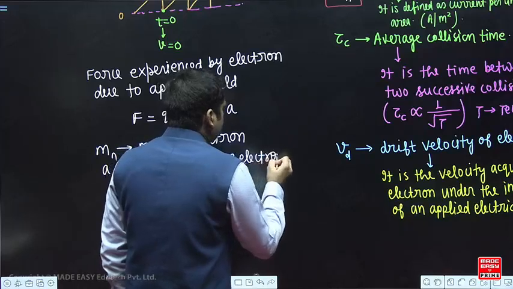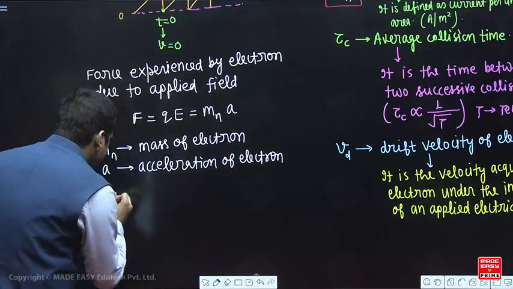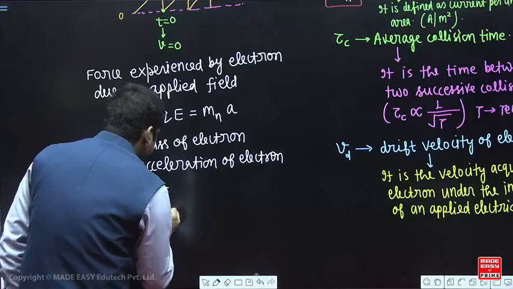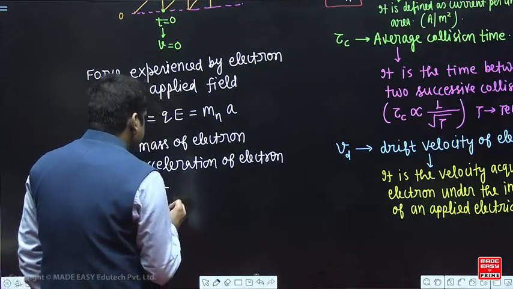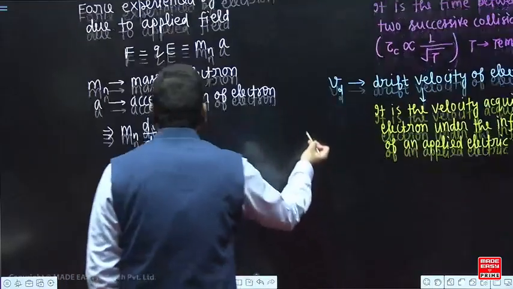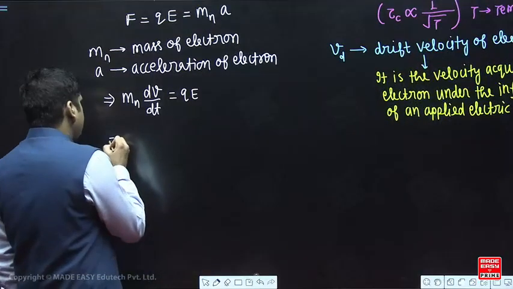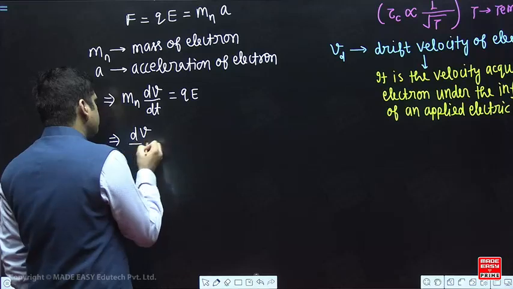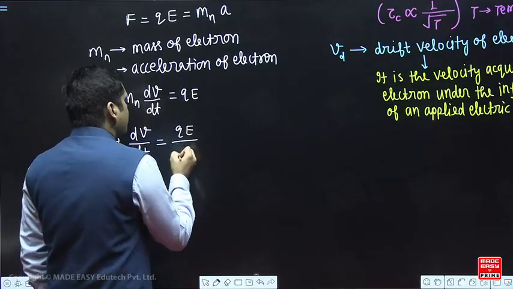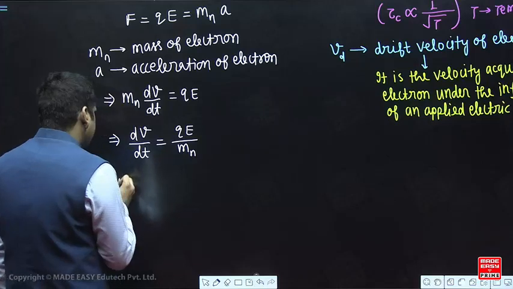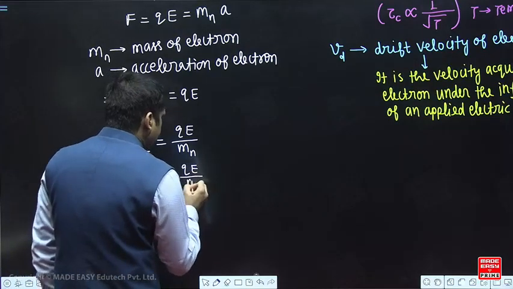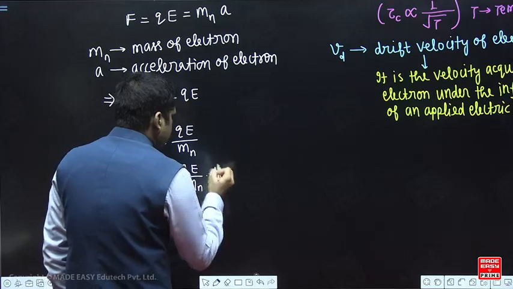Now my dear friend, you know that acceleration is mass times dv/dt, the rate of change of velocity. So that is qE. From this we can have dv/dt equal to qE upon mn. This can be written as dv equals qE upon mn into dt.